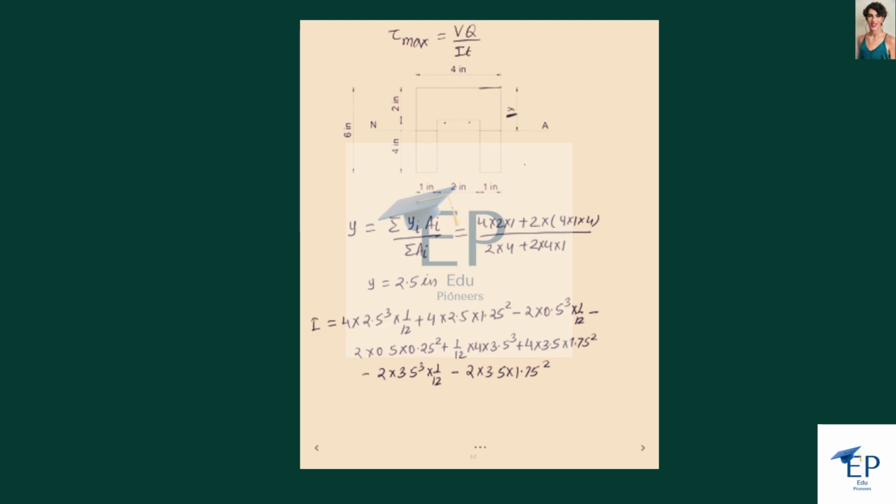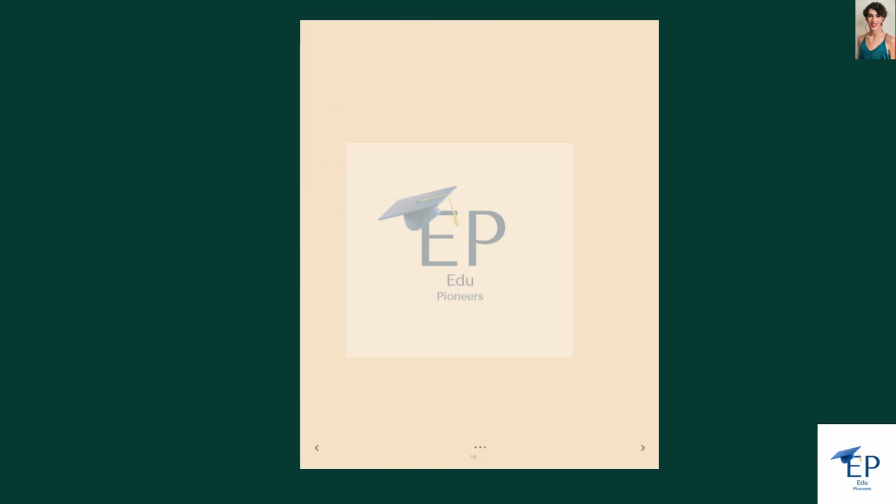From here, after solving, we get the moment of inertia I equals 49.3333 inch to the power 4. This is the value of the moment of inertia. Now since the system is symmetric, we can calculate the reaction forces using the equilibrium equation. We get summation of Fy equals 0.